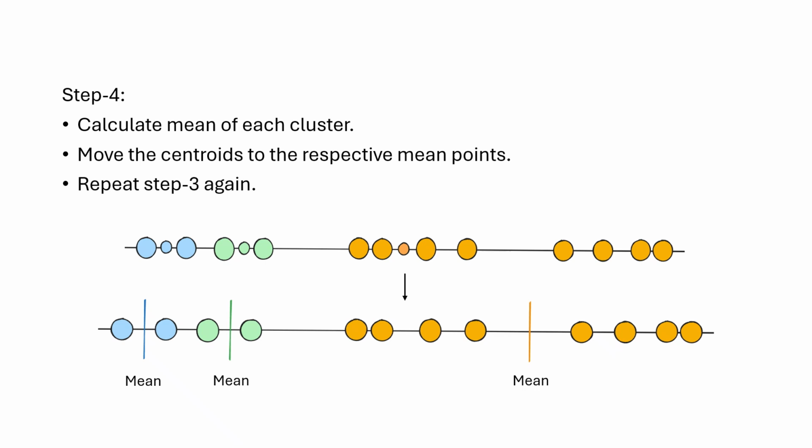This leads us to the critical step, step 4, updating the centroids. For each of the clusters, the algorithm calculates the mean of all the data points belonging to it. Then the existing centroid is moved to the newly calculated mean position.